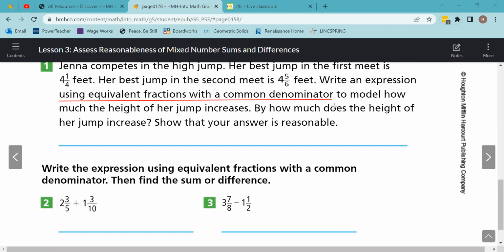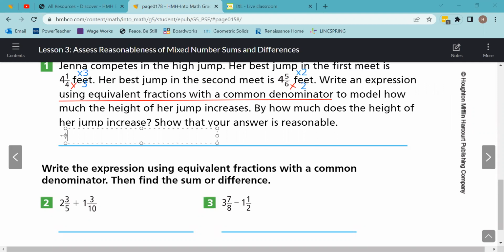Model how much of the height her jump increases. By how much does the height of her jump increase? Show that your answer is reasonable. So first, let's make these the same denominator. We've got a 6 and a 4. Let's make them into 12. Some of you might look at that and say, hey, let's change them to 24. And that's fine. Just know that you're going to have more simplifying and reducing to do later. So just be really careful there.